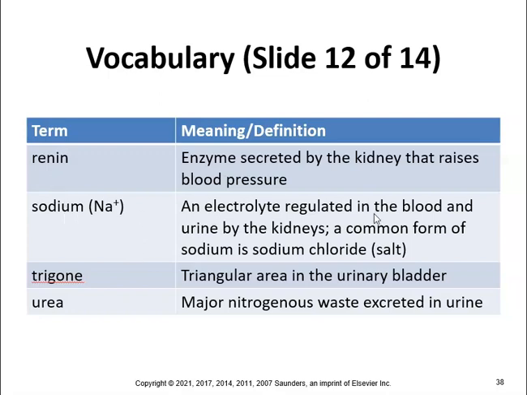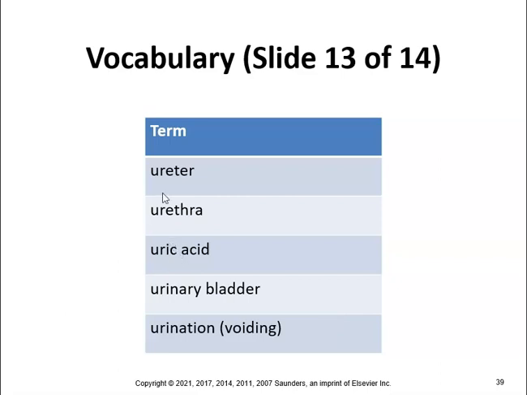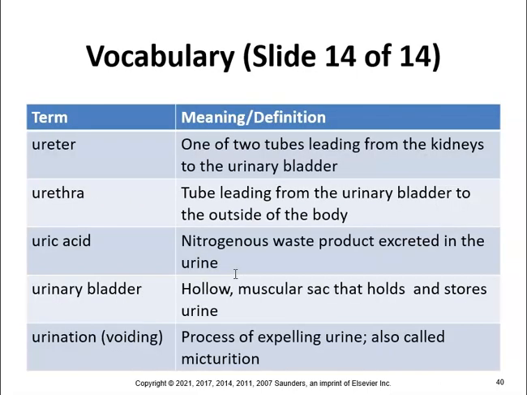Sodium, another electrolyte regulating the blood and urine by the kidneys. A common form of sodium is sodium chloride, which is table salt. Trigone is the triangular area in the urinary bladder. And urea is major nitrogenous waste secreted in urine. Here's ureter, urethra, uric acid, urinary bladder, and urination, which is voiding.